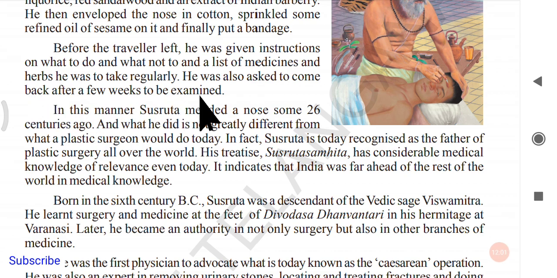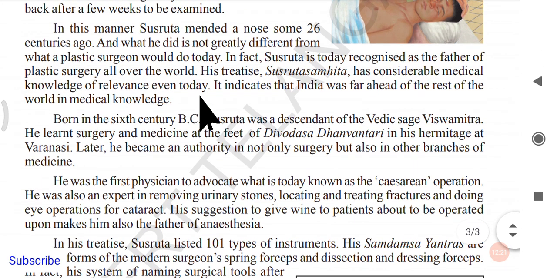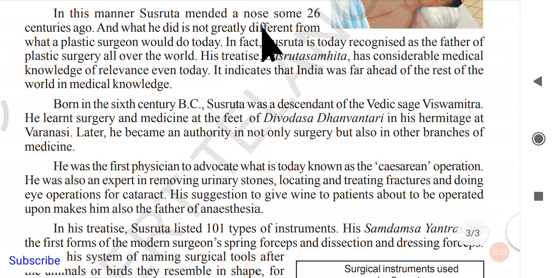So before the traveler could leave, Sushruta gave some medicines, and he also gave some instructions on what to eat, what not to eat, what to do and what not to do. And he gave all the instructions, precautions to be taken. And finally, he also told the traveler to come back after a few weeks. So, in this manner, Sushruta mended a nose some 26 centuries ago.